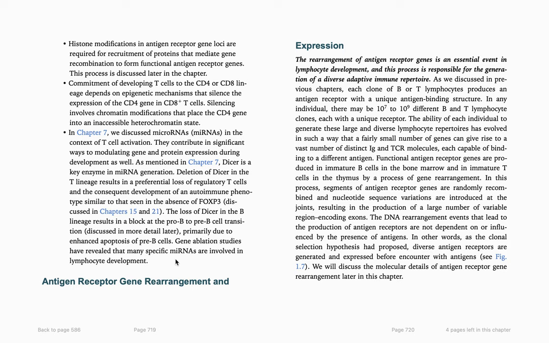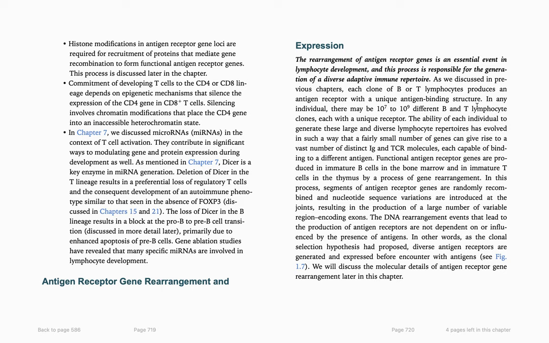Antigen receptor gene rearrangement and expression. The rearrangement of antigen receptor genes is an essential event in lymphocyte development, and this process is responsible for generation of the diverse adaptive immune repertoire. As discussed in the previous chapter, each clone of B and T lymphocytes produces an antigen receptor with a unique antigen binding structure. In any individual, there are about 10^7 to 10^9 different B and T lymphocyte clones, each with a unique receptor.